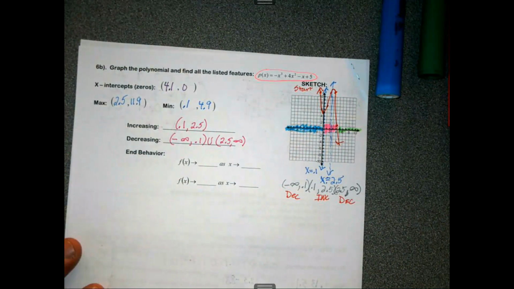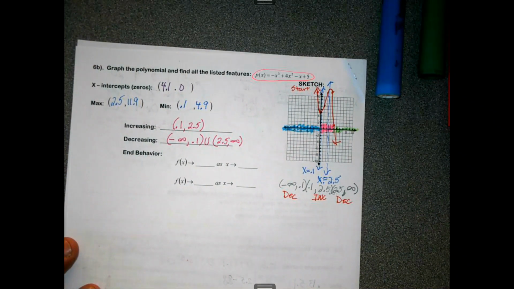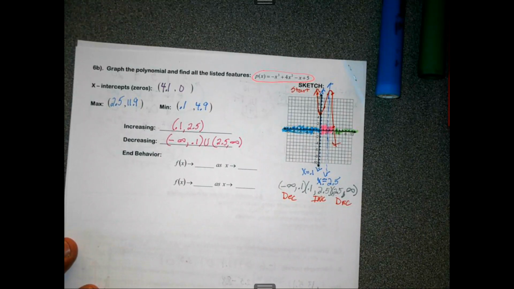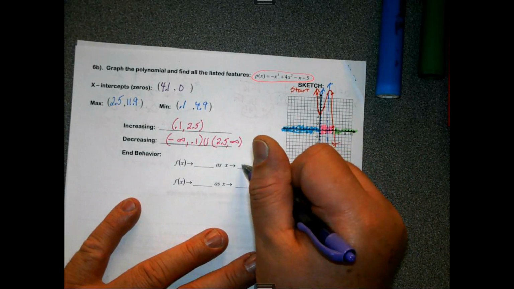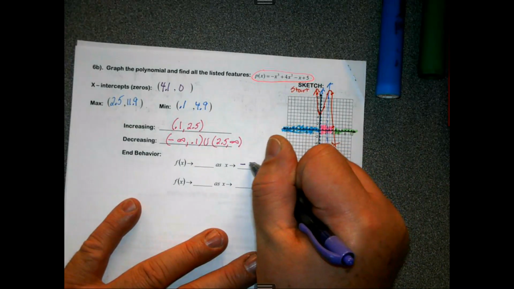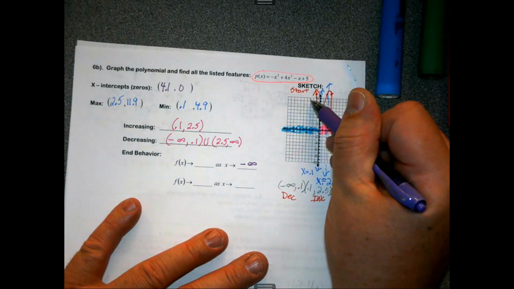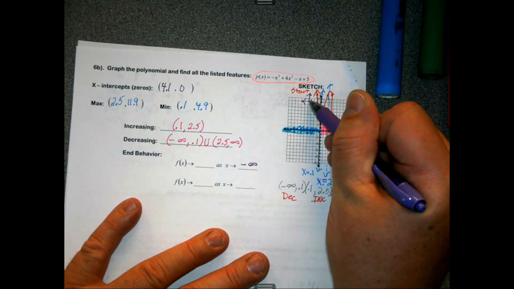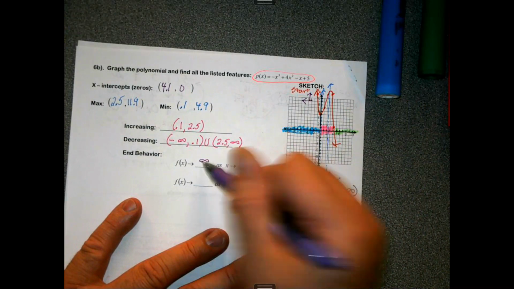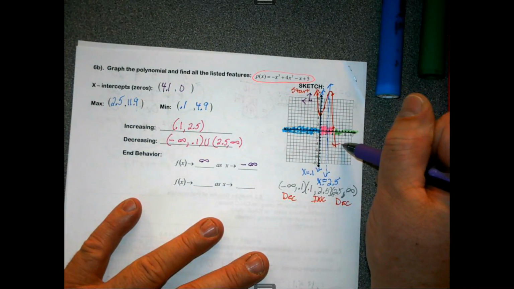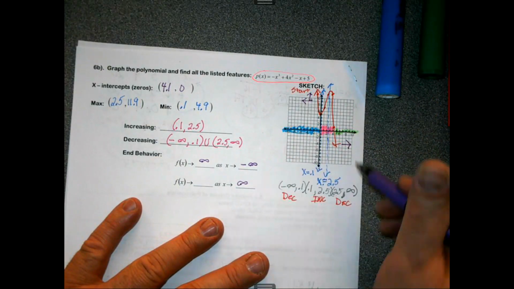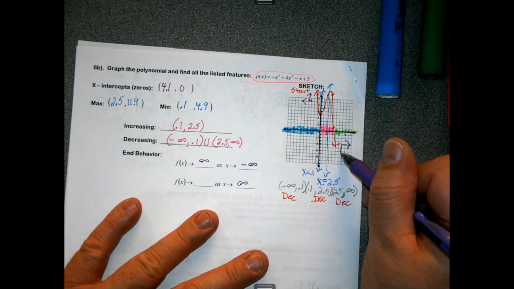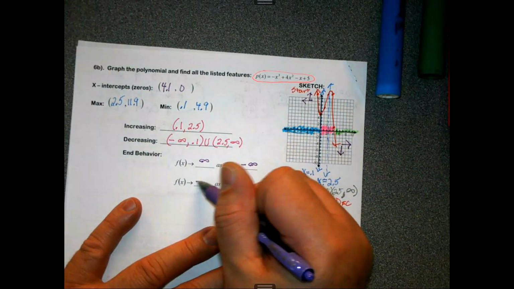And then we need end behavior. So as x goes to the left, or negative infinity, what happens to my y? Positive infinity. As x goes to the right, positive infinity, my y goes to negative infinity.